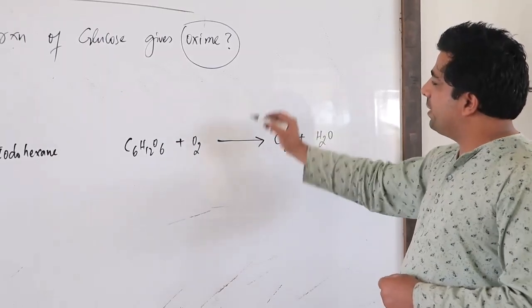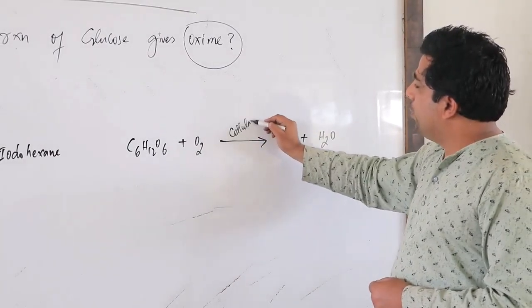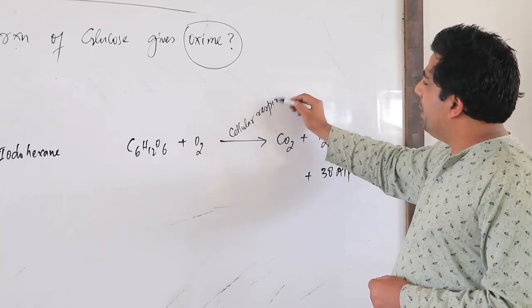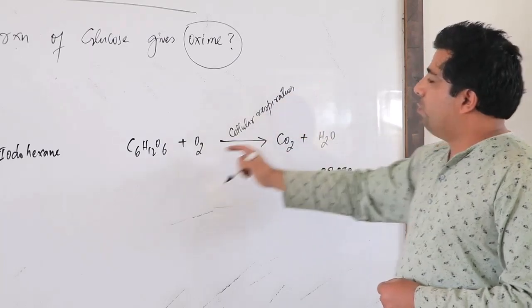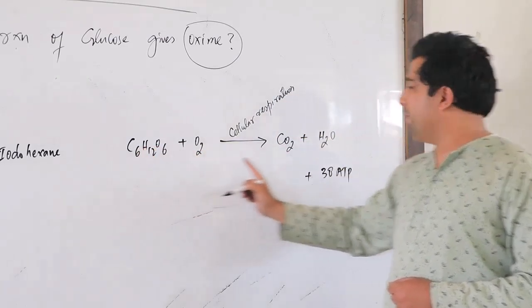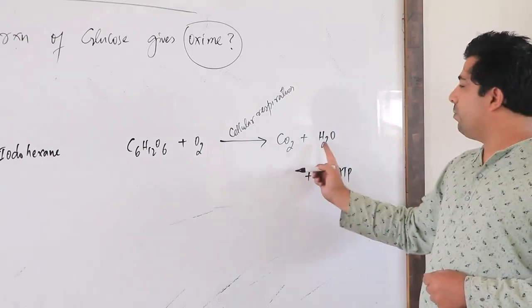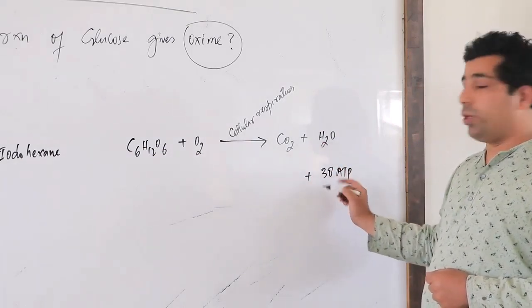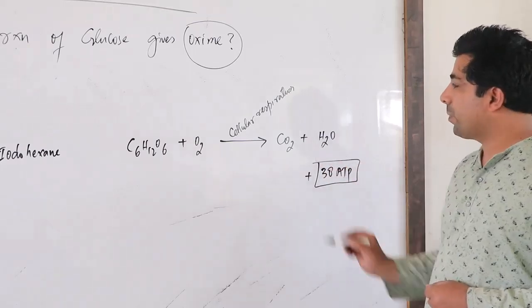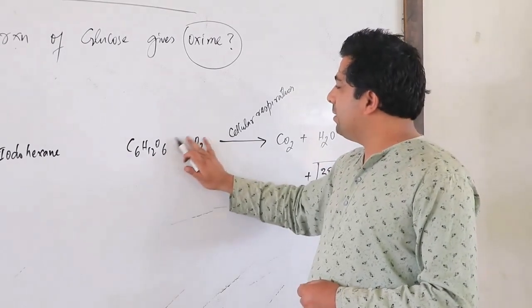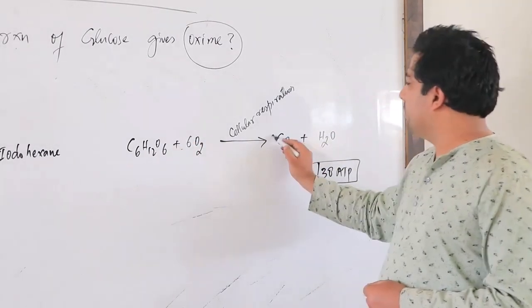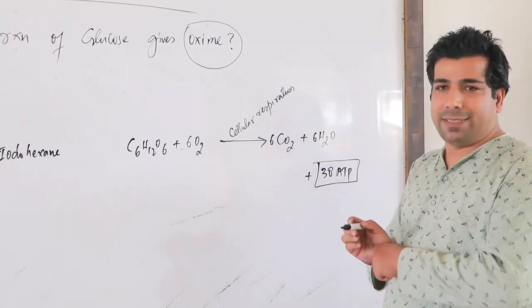Let us suppose it is a cellular respiration. As a cellular respiration, one molecule of glucose can give you carbon dioxide, water and 38 ATP molecules. Please remember this point here. So my dear friends, let me balance this reaction. 6 times, 6 times and 6 times. This is a balanced reaction now.